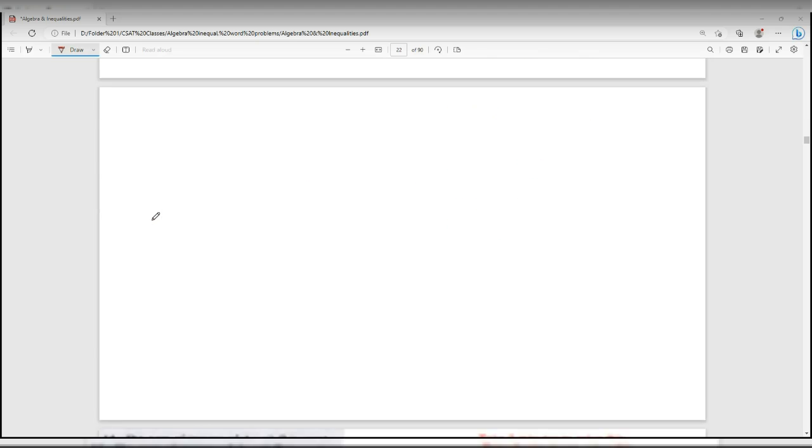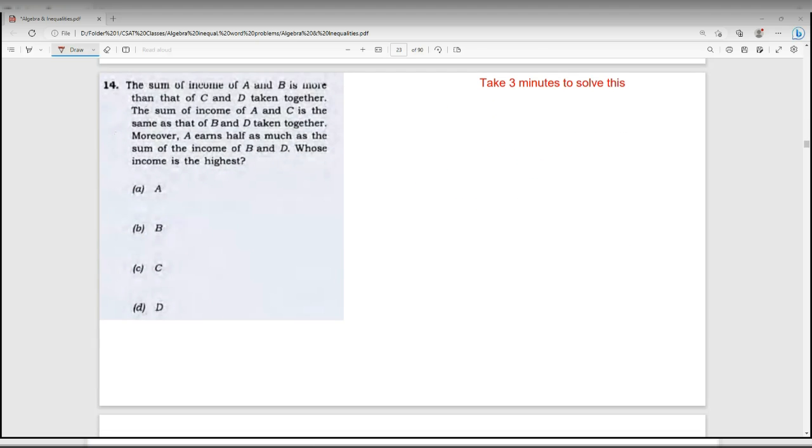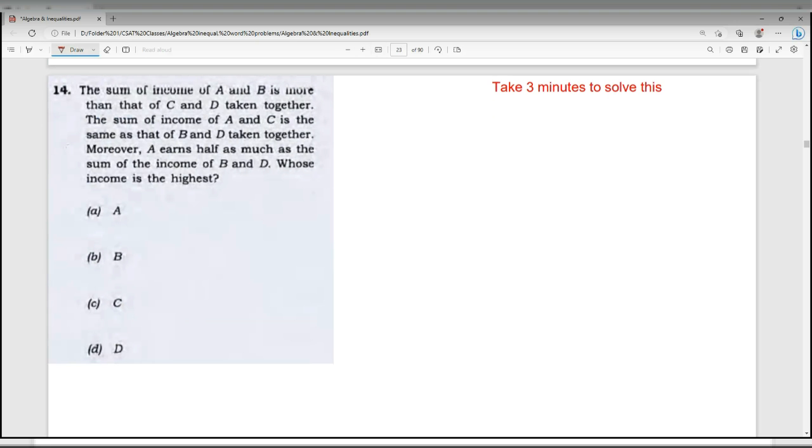Okay, we'll move to the next question. So take 3 minutes to solve this. It's time. Please select the answers that you have got. 50% have got option A, 40% have got option B, 10% have got option C, and nobody has got option D.